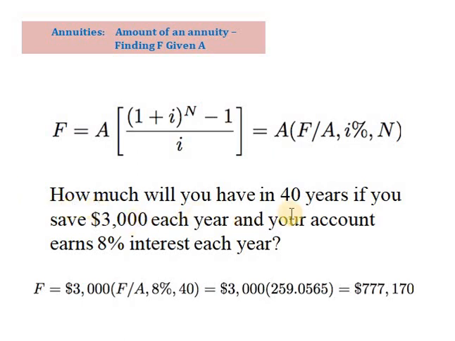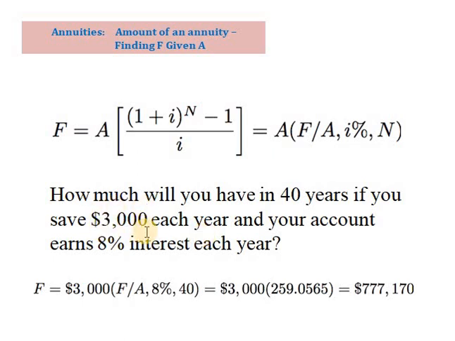How much will you have in 40 years? So after 40 years, I'm asking about the future. If you save $3,000 each year. So this is the key word that will tell you that we're talking about an annuity. It's happening each year, the same amount of money. So this is an annuity.